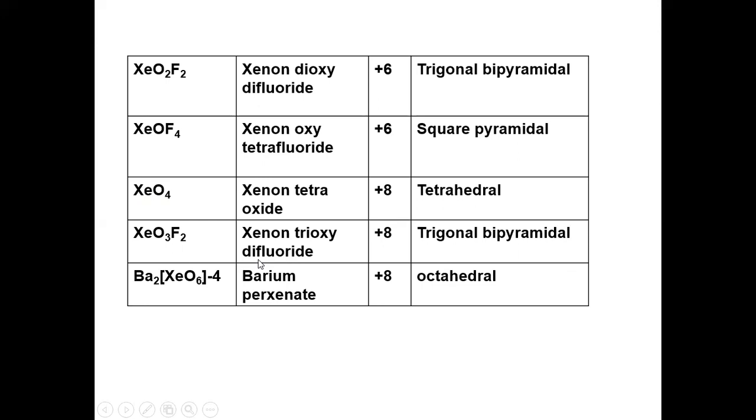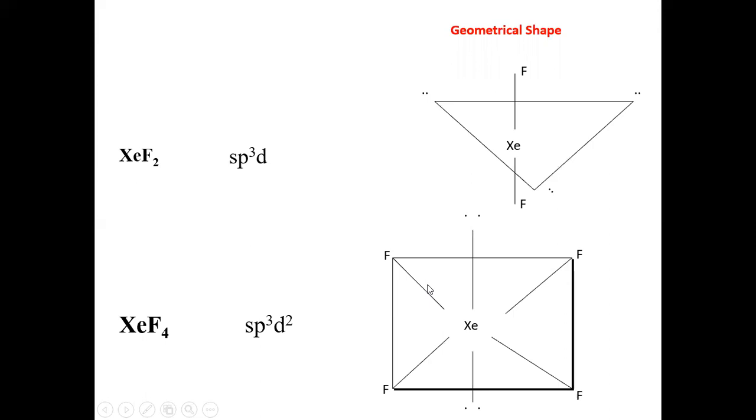XeO3F2, xenon trioxydifluoride, has a trigonal bipyramidal structure. +8 is the oxidation state. Similarly, different compounds can form. Barium perxenate has an octahedral structure, and xenon oxytetrafluoride is square pyramidal.